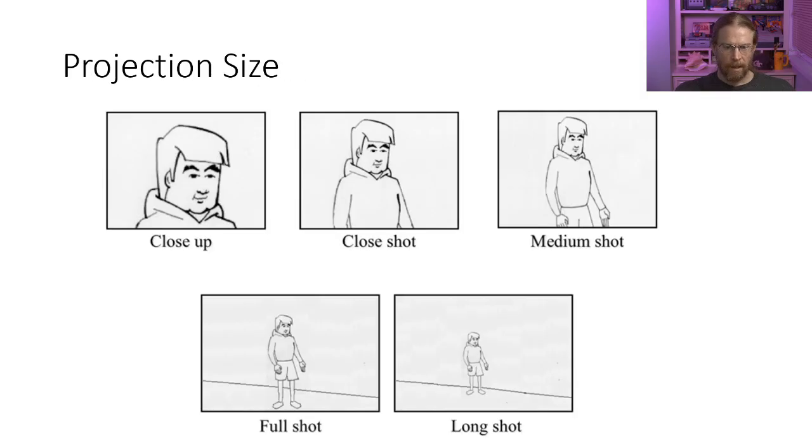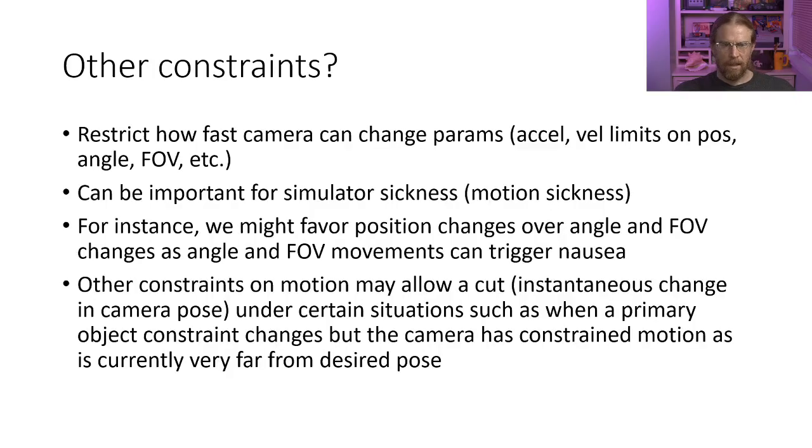And here's some examples of different projection sizes through the constraints that could be set. So depending on the field of view selection, you can get these different types of shots. Now, there could be some other constraints on the camera as well. So, for instance, how fast the camera can change parameters could be imposed. And so this can be really useful for the simulator sickness or motion sickness sort of problems that we discussed earlier.